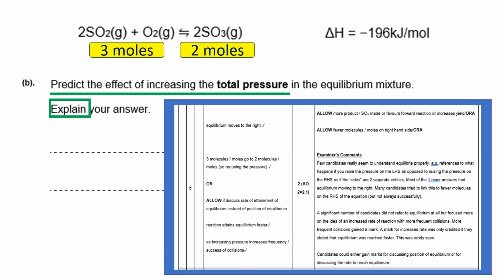So what would we get for the mark scheme there? Equilibrium moves to the right. 3 molecules or moles to 2 molecules, reducing the pressure. So anything that talks about there being fewer moles on the right hand side would get that. If you look at the allow there, fewer molecules, fewer moles on the right hand side. Yeah, so I think we've got both answers there, so yay.